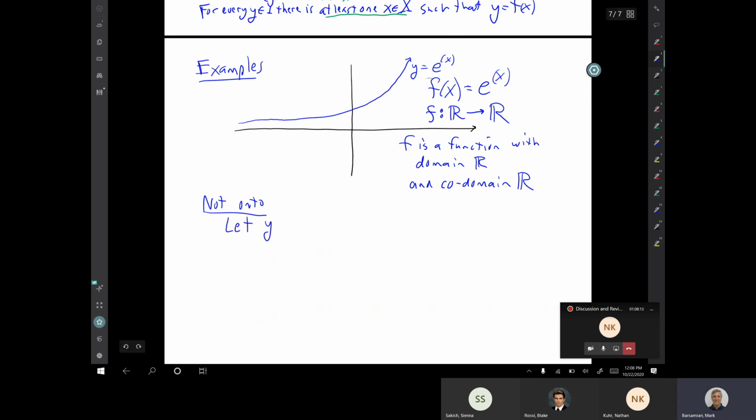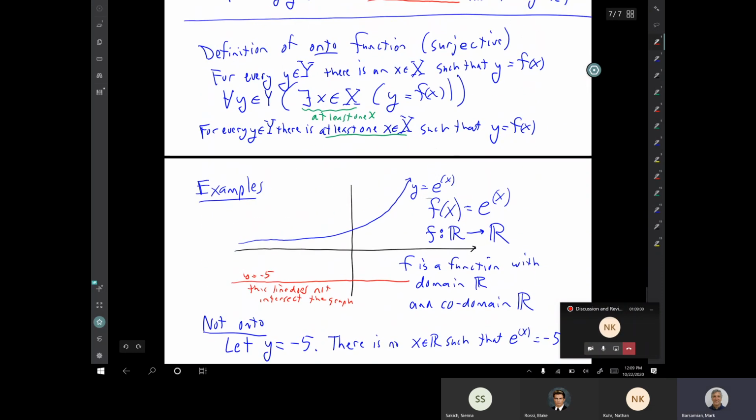So let y equal, say, -5. Well, in terms of the graph, that would be down here. So you'd say there is no x in the real numbers such that e to the x is -5. So in terms of the graph, this horizontal line does not touch the graph. So in terms of the sentence, for every y in the set of real numbers, there's at least one x such that y equals f of x. Well, that's false. There are no x's such that -5 equals f of x.